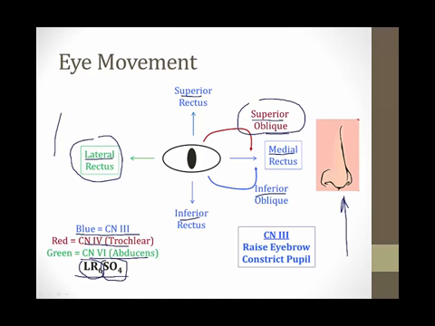And then finally, cranial nerve 3 also has additional effects other than moving the eyeball. That includes raising the eyebrow, and in addition, it carries parasympathetic nerve fibers which constrict the pupil.